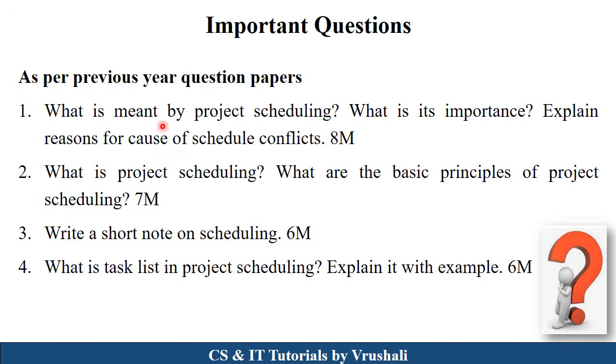Now, as per your previous year question papers, these questions are all important. Like what is meant by project scheduling, its importance, and explain the reasons for the causes of schedule conflicts, for 8 marks. Then what is project scheduling and its principles, for 7 marks. Short note on scheduling, for 6 marks. Here you have to mention scheduling, its principles, its importance and its techniques. Then what is a task list in project scheduling, explain with examples. So you have to prepare this topic completely.